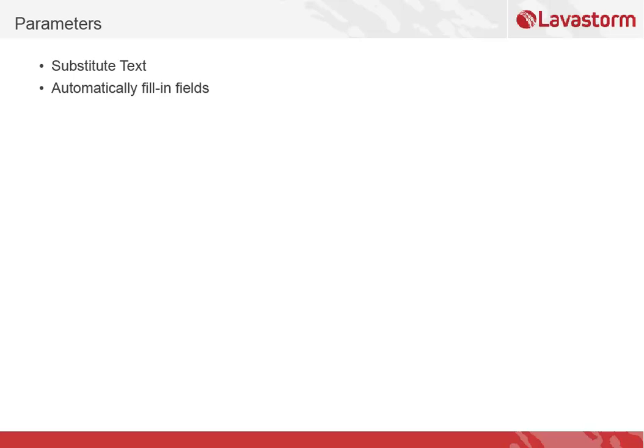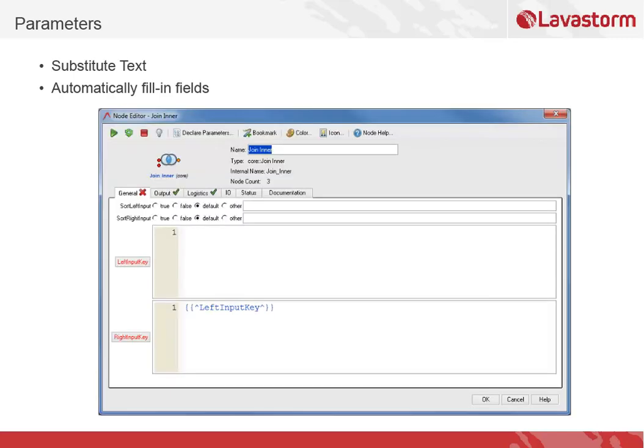Parameters allow you to substitute text onto a graph in place of a declaration, or have it automatically fill in certain areas. They can be specified in many areas of a graph to provide greater flexibility and increased maintainability. Parameters are interpreted as the graph is executed. Let's take a quick look at the join nodes. Remember this left input key code? Well, this is a parameter.